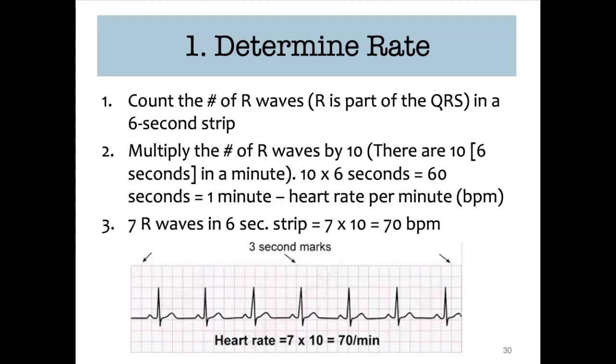So in this diagram, or in this strip here, if you count the number of R waves, 1, 2, 3, 4, 5, 6, 7, we have 7 R waves in a 6-second strip. Let's multiply it by 10 to give us our beats per minute, so we can see that in this strip, the heart rate is 70 beats per minute.